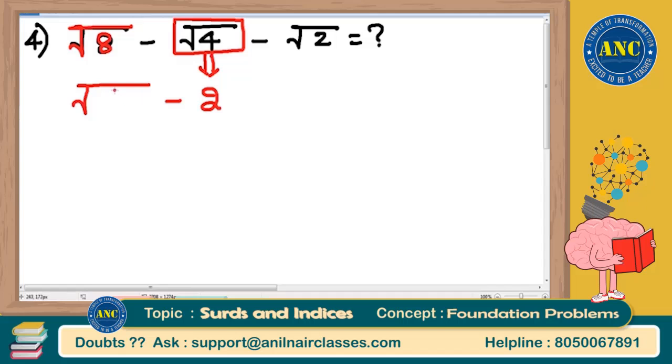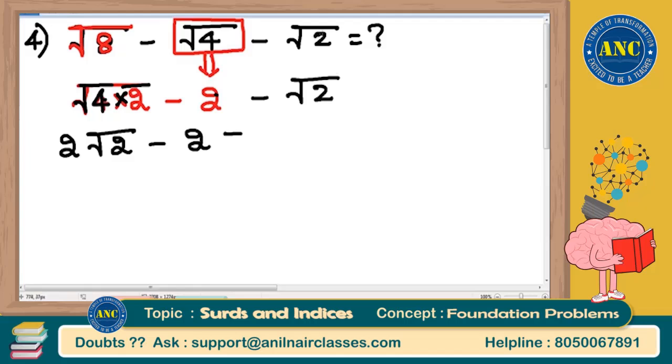That means 8 can be written as 4 into 2. Sir, why 4 into 2? Why not 8 into 1? Because 4 is a perfect square. Square root of 4 can be taken outside as 2, and the remaining root 2 will remain. That means square root of 8 is 2 root 2, minus 2. I will write it as it is, minus this root 2.